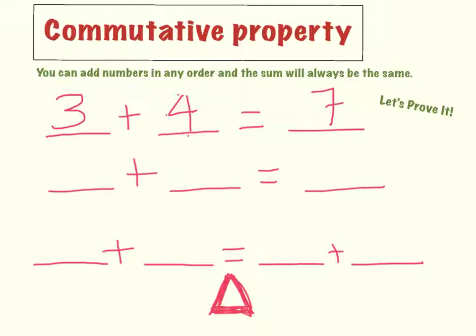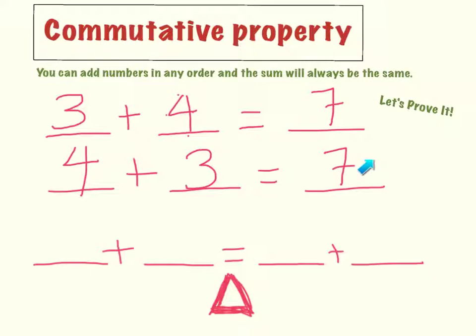All right, now remember, the commutative property tells me I can add them in any order. So let's switch the order and see if our sum is the same. So on our second addition sentence, I'm going to start with 4 this time plus 3. 4 plus 3. 4, 5, 6, 7. Look at that. We proved it.